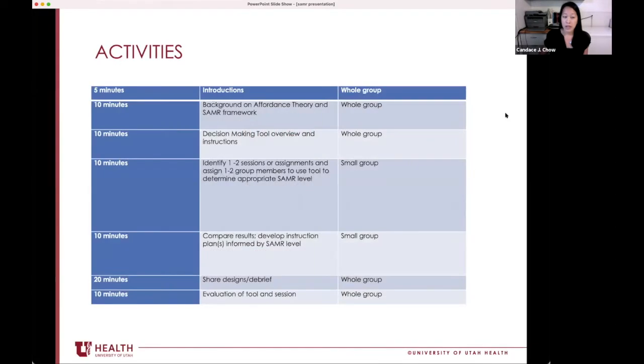So this is the agenda for the next a little bit less than 90 minutes. We're going to introduce the idea of affordance theory and introduce you to the SAMR framework. And then we're going to share a decision-making tool that we created with you. We'll walk you through it, show you how it works. And then we're going to get into small groups and have you play around with the tool for a little bit. Come back to the large group where we'll talk about how that worked out for you. And then we have two evaluations at the end, one for us to help us know better how to keep refining this tool, and then one for this session, I think.